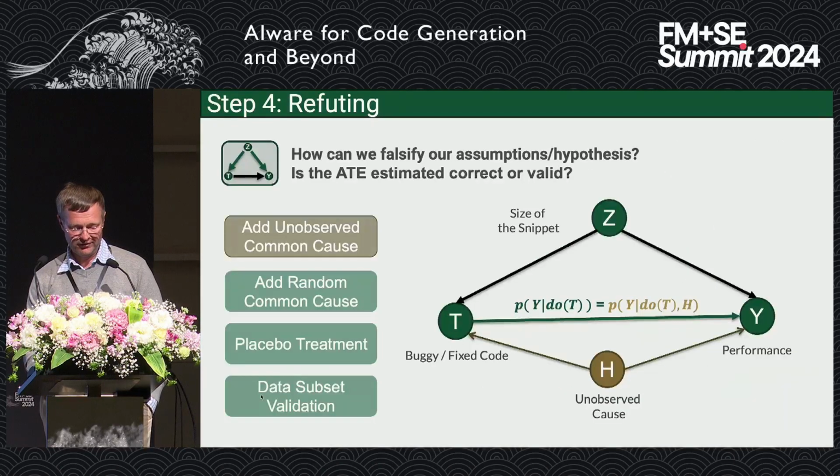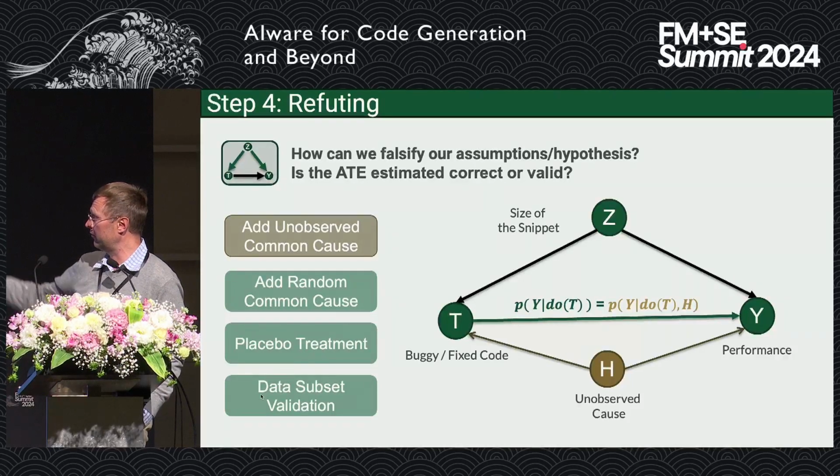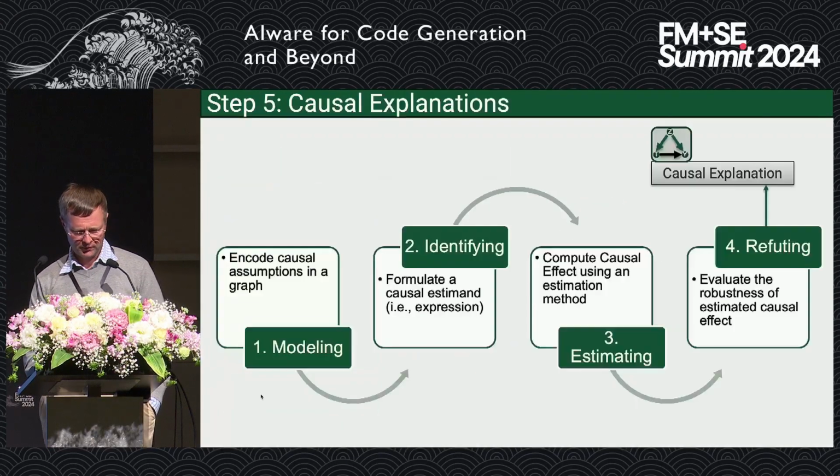And in the last step, we also need to make sure that our estimated treatment effect is actually correct or valid. So, to do that, we can do other tricks like add unobserved common causes, placebo treatment, or random common causes.